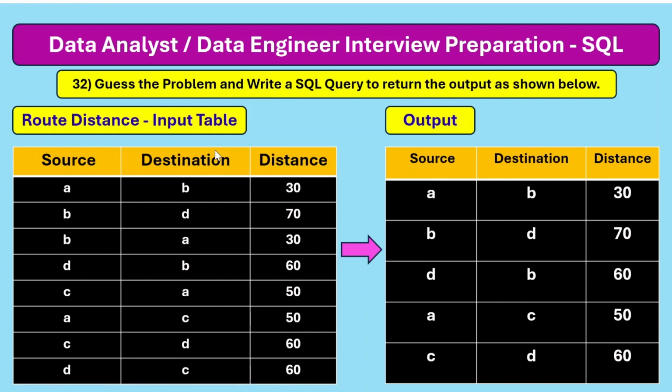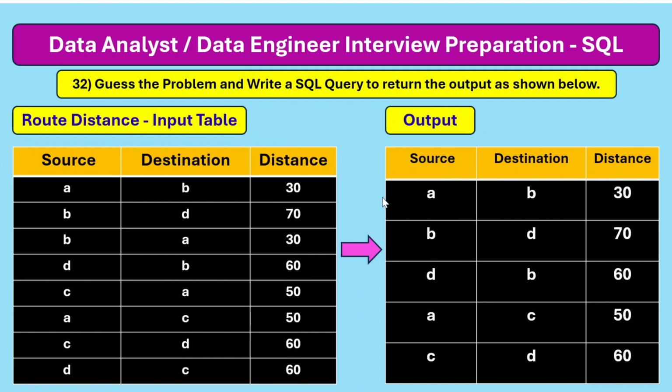You can see here it is given an input table called route distance, having three different columns: source, destination and distance. Now we need to extract an output table, as you can see here. This table also has source, destination and distance. We should understand how we are extracting the output table from the given input table, and before that we need to guess the problem, and as per the problem write a SQL query to extract the output table as shown here.